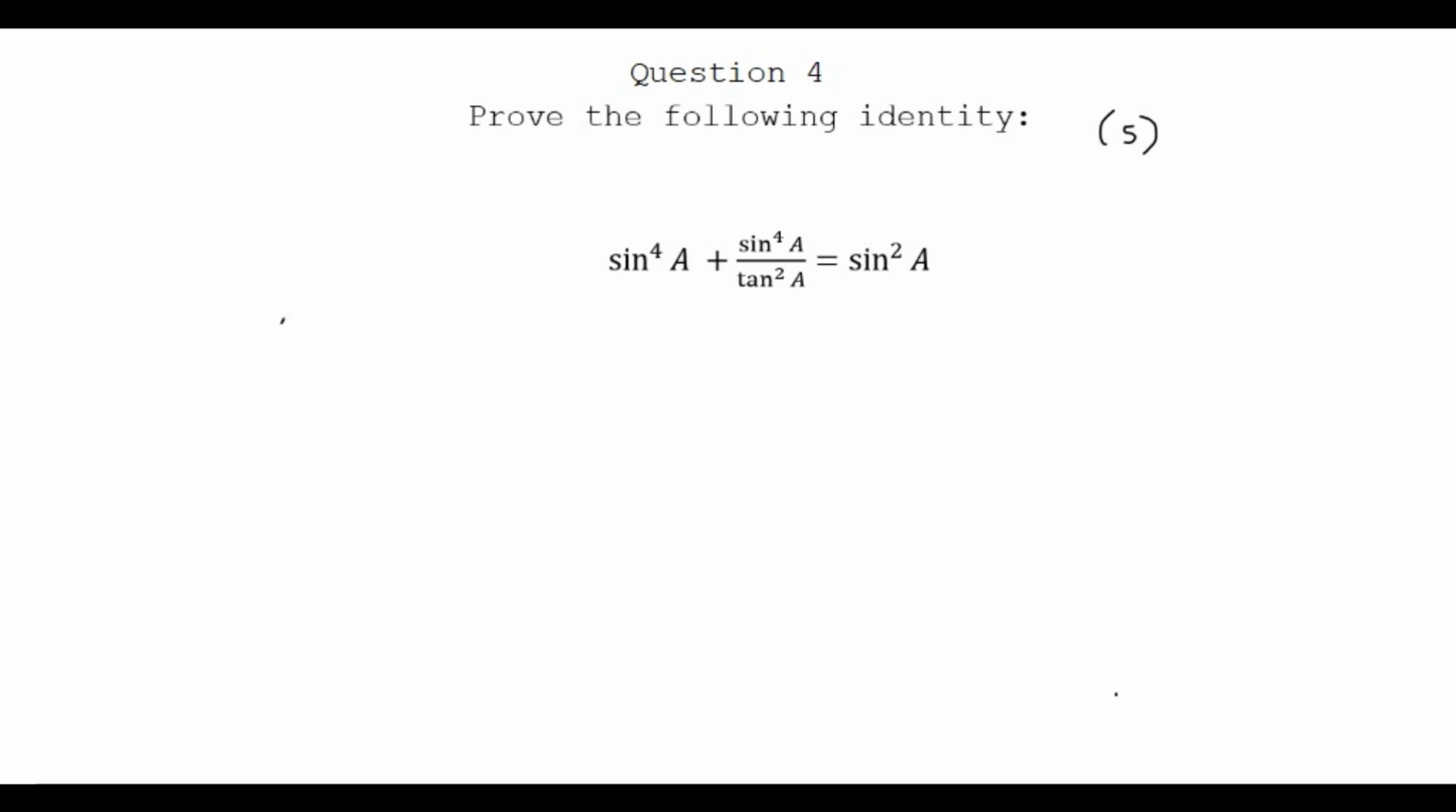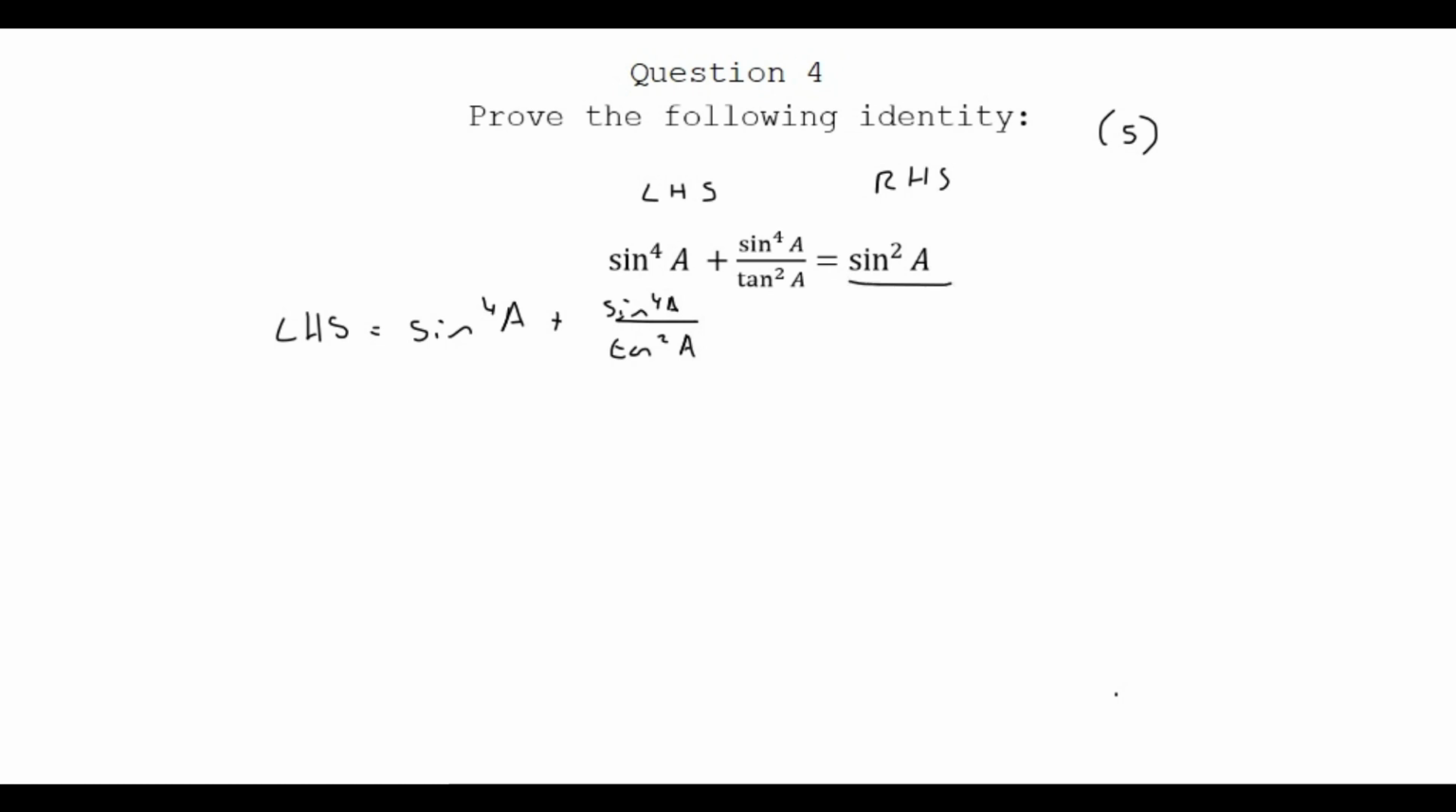So let's go. We say left hand side. Just a reminder that this is your left hand side and this is your right hand side. Alright, so to use up our juiced up left hand side, we have sine to the power of 4 of angle A plus sine to the power of 4 of angle A over tan squared of A. And we need to wing this so that it equals sine squared of A. Alright, let's see what we can do.